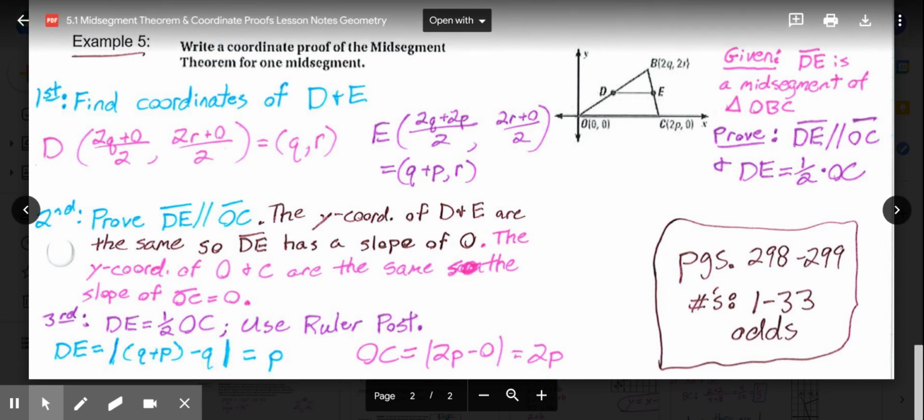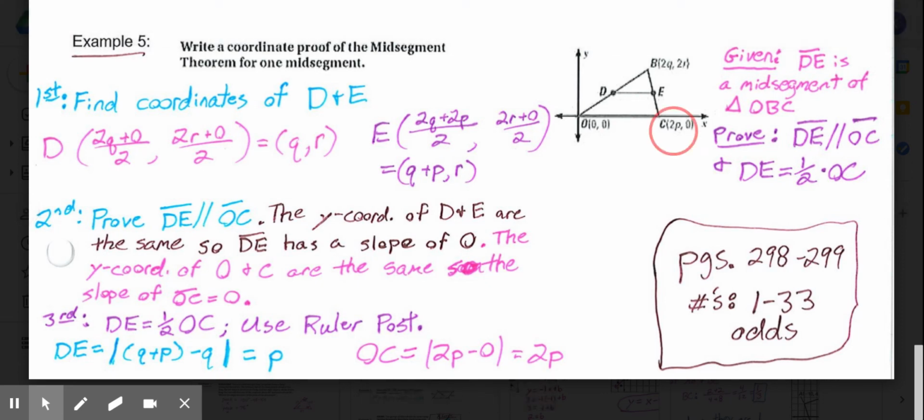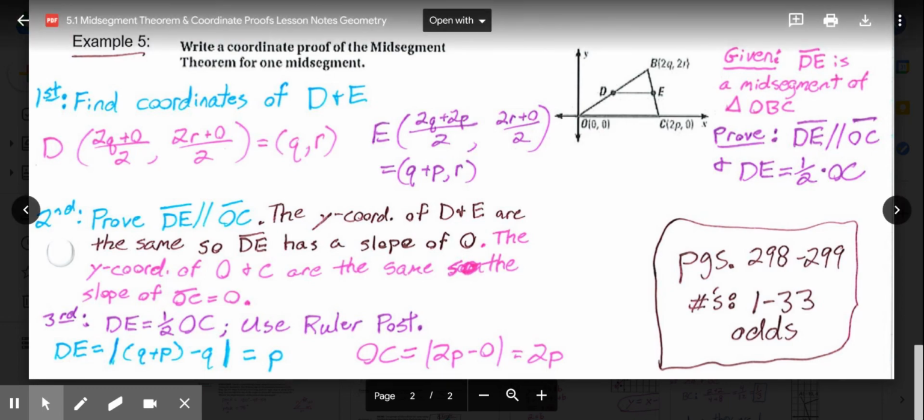Then for OC on the bottom, 2P minus 0 and the absolute value of that. 2P minus 0 is simply 2P. 2P is twice the distance of P, so we have proven the midsegment theorem.